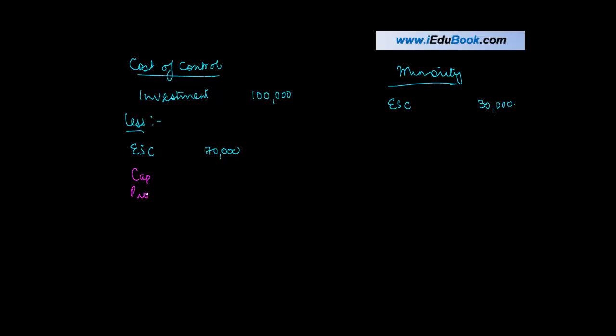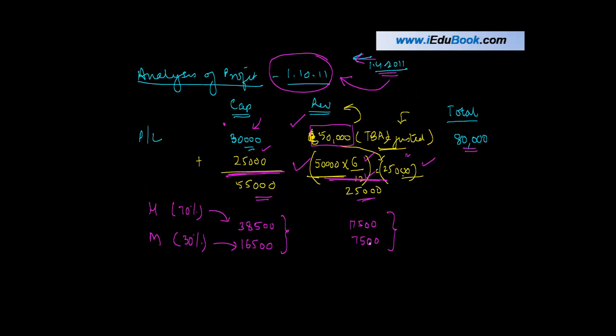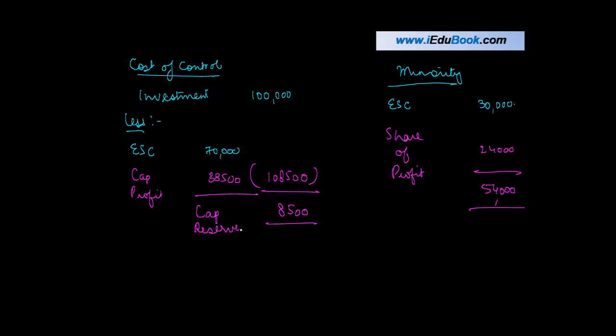Capital profit 38,500. Share of profit of minority is what? You can either write it separately or individually. I am writing here, taking them together. 16,500 plus this, 17 and 7, 24,000. This gives me 54,000, right? 70 plus 38 gives me 108,500. When subtracted from this, it gives you minus 8,500, which is capital reserve. Why? Because what I received is more than what I paid, right?